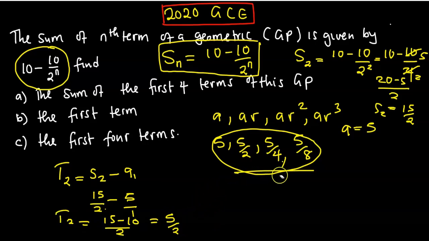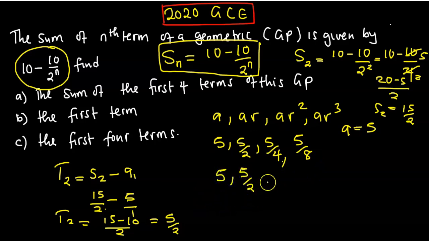So we found the first term, and of course the second term, 5 over 2. For us to find the third term, we are going to need to find the common ratio. The common ratio R is term number 2 divided by term number 1. So what is our term number 2? 5 over 2, divided by term number 1, which is 5.